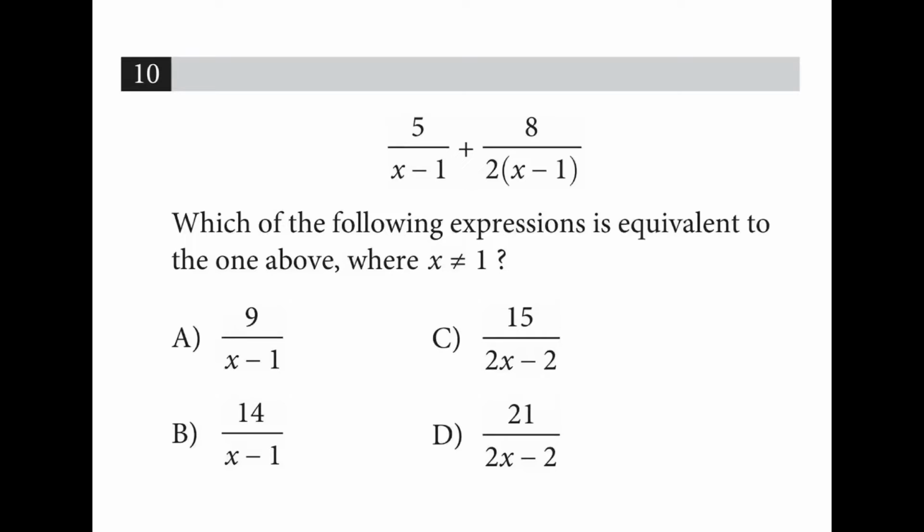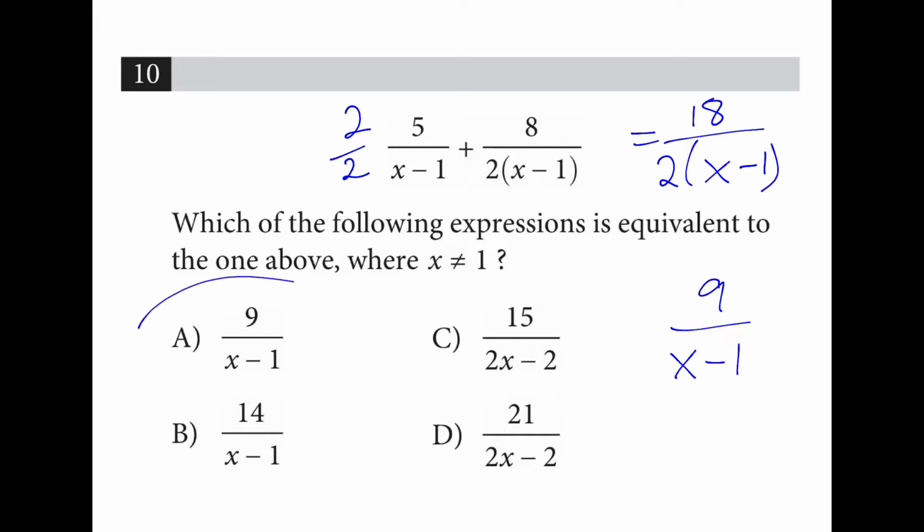To make the denominators match, I'm going to multiply by 2 over 2. So this gives me 10 plus 8 is 18, and the denominator is 2 times the quantity x minus 1. 18 over 2 I can simplify, so it's 9, and on the bottom what's left? X minus 1.